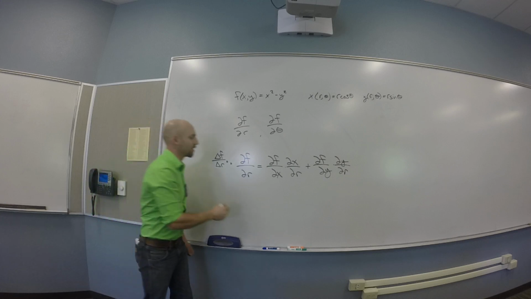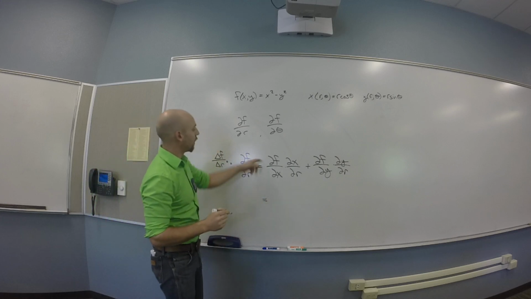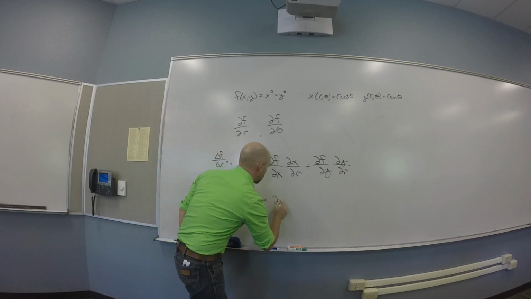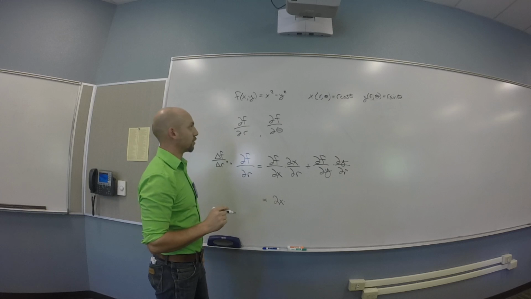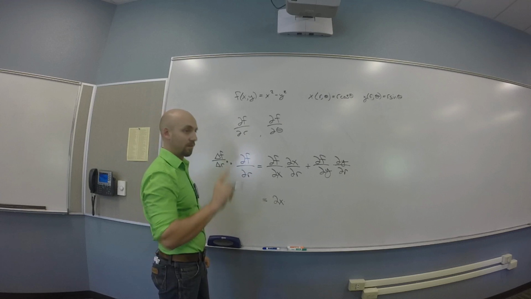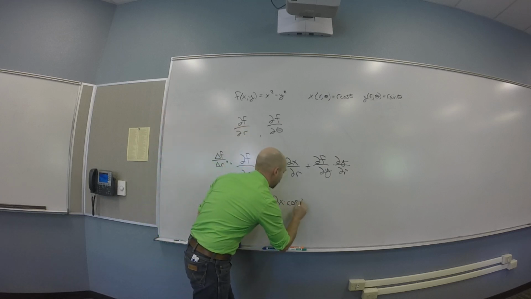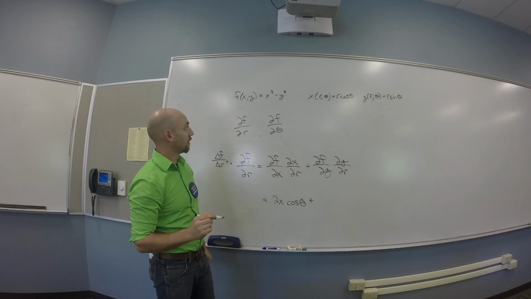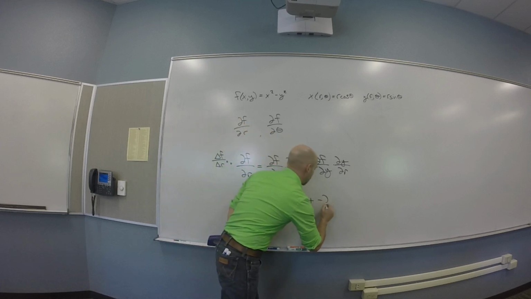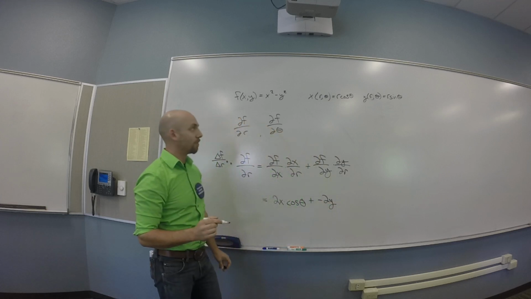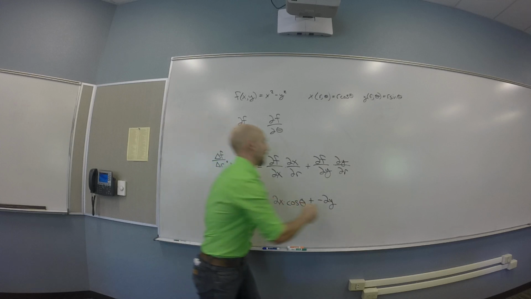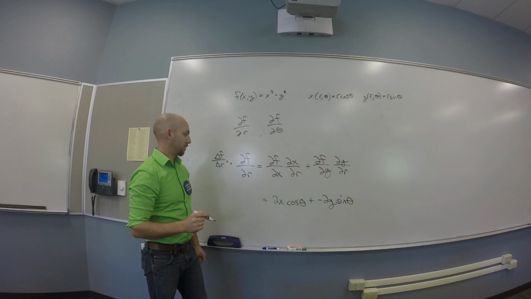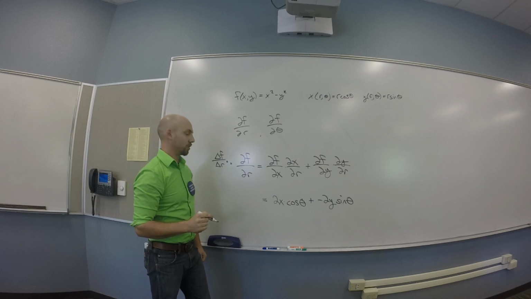And then to actually calculate these, what's the partial of f with respect to x? 2x. What's the partial of x with respect to r? Cosine theta. What's the partial of f with respect to y? Negative 2y. And what's the partial of y with respect to r? Sine theta. So those are 2's on the bottom then? I thought those were the symbols. Nope, those are 2's.